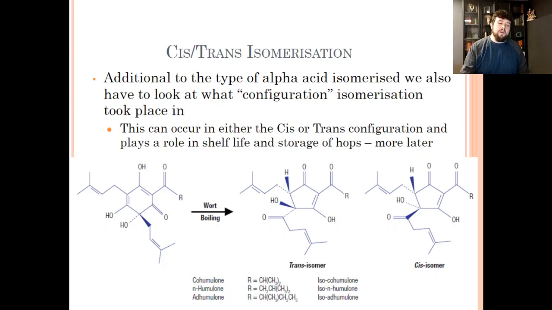This is important because the trans and cis isomers of the same isoalpha acid have different shelf lives, different shelf stabilities, and different flavor attributes attributed to them. But we're going to talk about this at a later point in your courses here at the college.